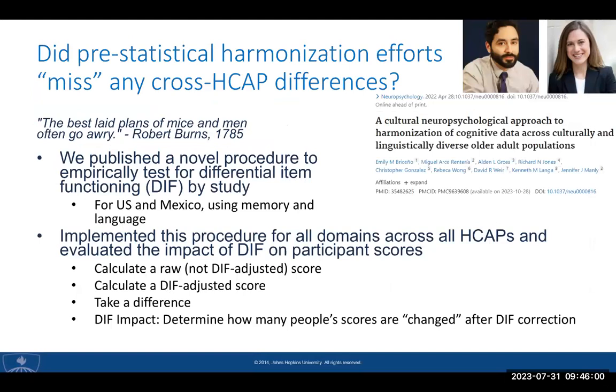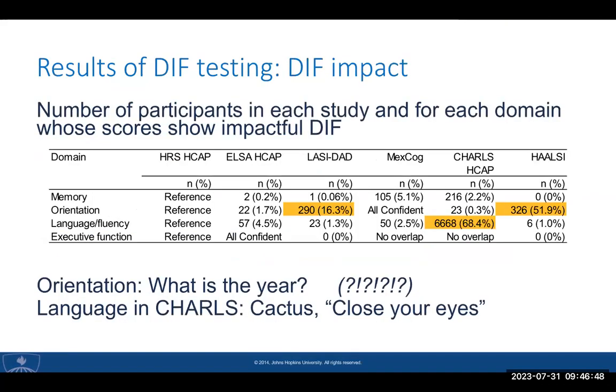And then we can come up with our models, and we can ask, did the pre-statistical harmonization efforts miss anything? You know, one of my favorite quotes is, the best laid plans of mice and men often go awry. So the pre-statistical harmonization relies on documentation, and documentation is only so good. So essentially we came up with a procedure that involves our neuropsychological experts rating their level of confidence in how well these items are linking items. And then we can sort of tease apart whether items are different or not different. And this is evaluation of differential item functioning, or DIF.